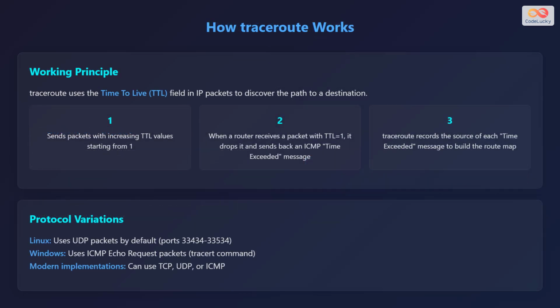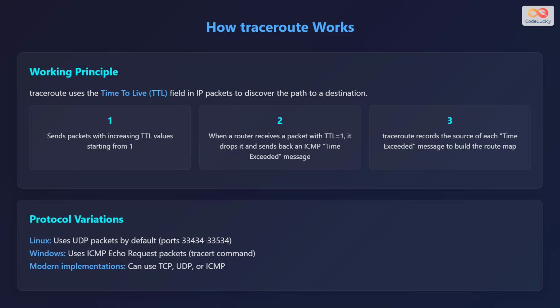Traceroute works by using the time to live, or TTL, field in IP packets to discover the path to a destination. First, it sends packets with increasing TTL values starting from 1. When a router receives a packet with a TTL of 1, it drops the packet and sends back an Internet Control Message Protocol, or ICMP, time-exceeded message. Traceroute then records the source of each time-exceeded message to build the route map.